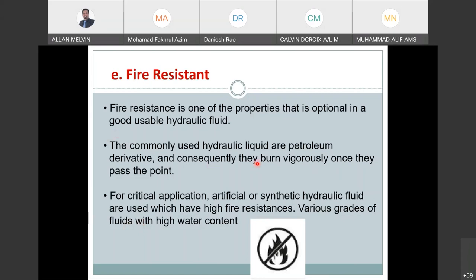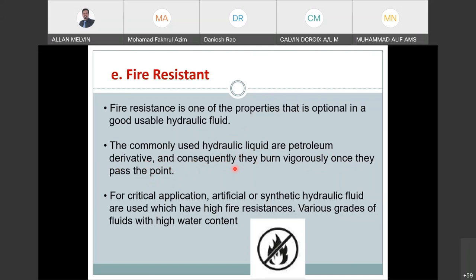Okay, so the commonly used hydraulic fluids are petroleum derivatives. So petroleum derivative meaning is produced from a petroleum process. So you think of petroleum process, it has a lot of stages. A stage above, they produce petroleum, okay, 95. And this stage provides 97. Another produces 100. Another produces kerosene. So some stages produce some petroleum derivatives which are related to hydraulic fluid. And consequently, they burn vigorously once they pass the flash point. That's what it says. So since it's petroleum base, at one point dia mesti akan terbakar.